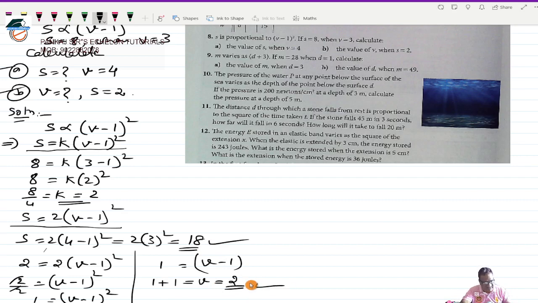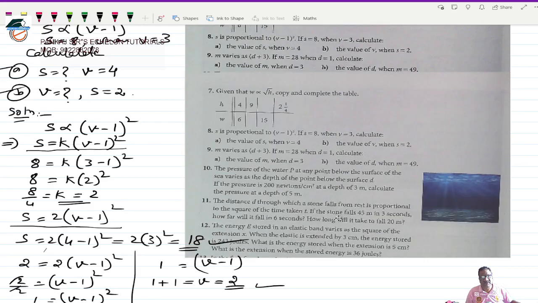Now let me check the answer behind and verify. This is question number 8. The answer for A is 18, which is correct, and the answer for B is 2, which is again correct. So that was question number 8. Now quickly moving to question number 9.